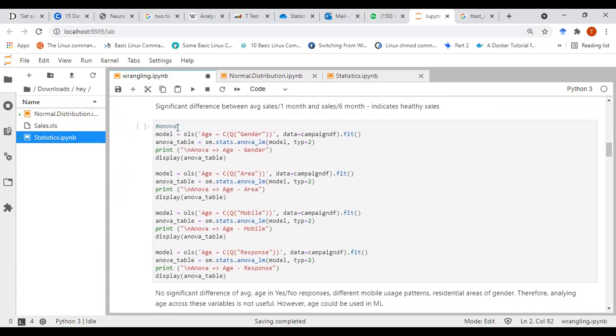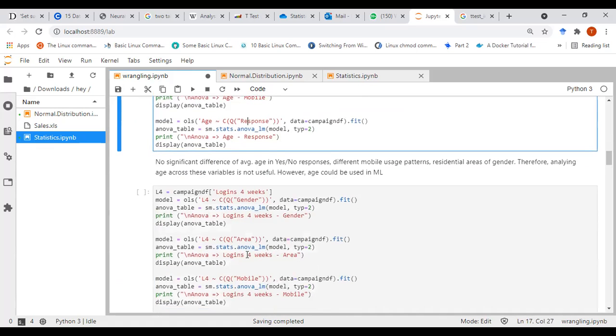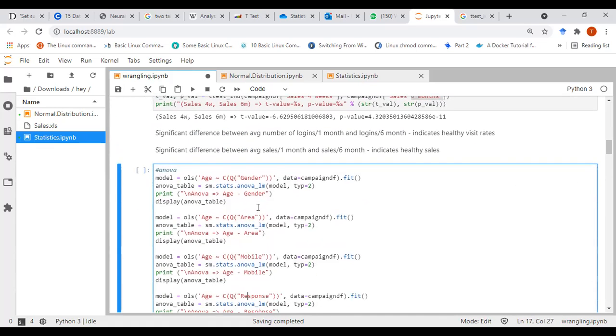Now about this ANOVA. One of the ways is this, I can use it like this. I need to have one numerical variable, so that is age. So I do age with gender, age with area, age with mobile, and age with response. First I do with age, although age is not really important, but here I'm trying out everything, just for your own knowledge, to see what happens.